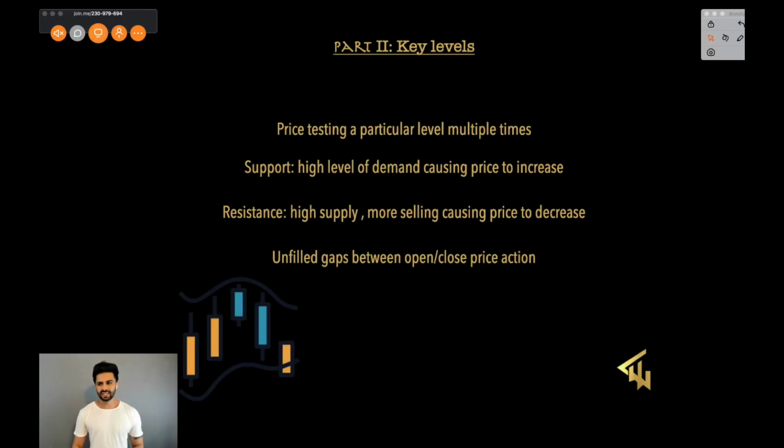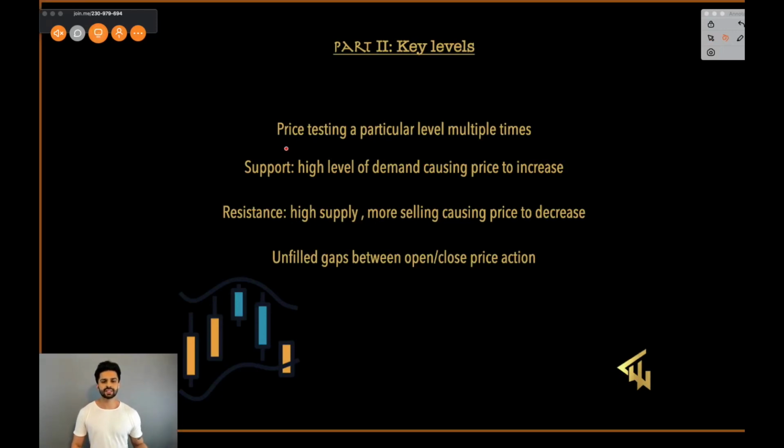So let's start. I'm going to start with giving you guys some basic information on key levels. Then I'll show you guys on a chart how I set my levels. Okay, so what is a key level, right? A key level is basically when price tests a particular level multiple times, and then it gets divided into two parts. We have our support and resistance.